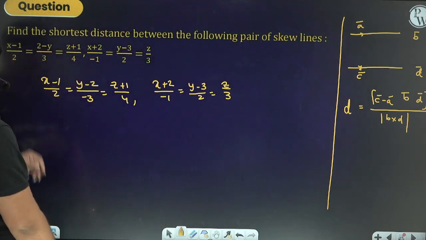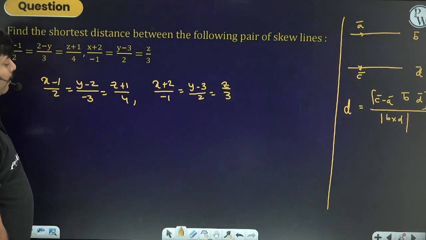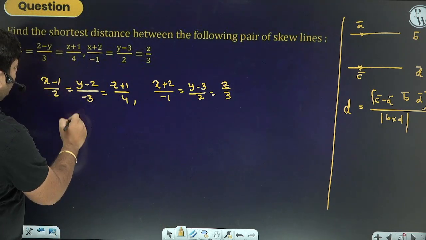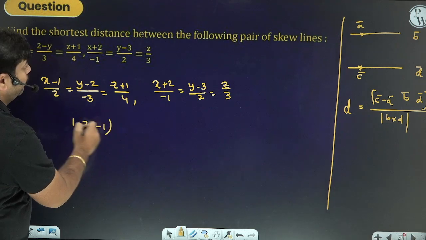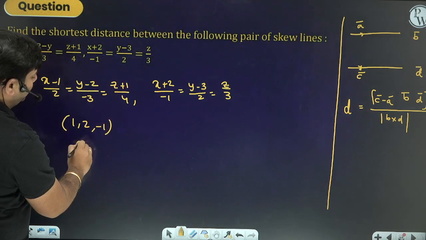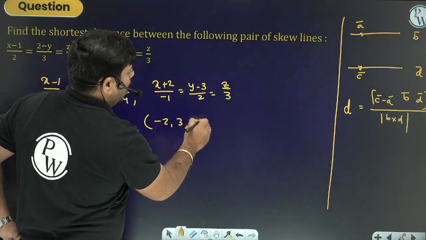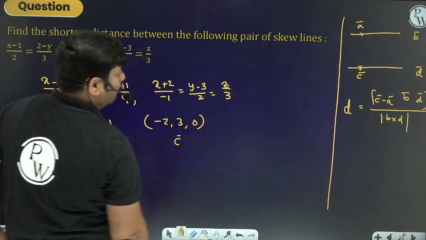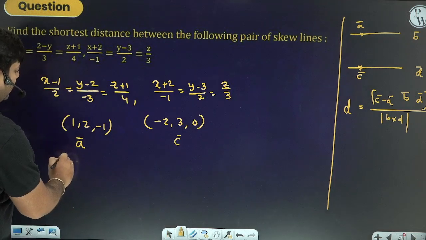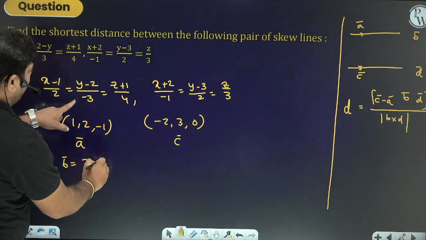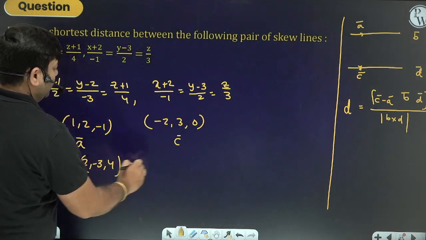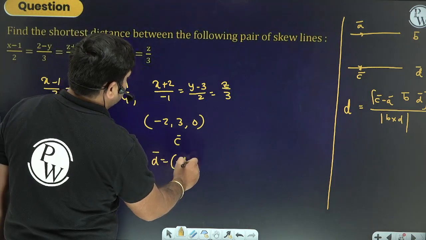Now observe that, everyone. The point is 1, 2, minus 1, which is nothing but A bar. The other point is minus 2, 3, 0, which is nothing but C bar. And what about B bar and D bar? B bar will be the directional ratios, that is 2, minus 3, 4. And D bar will be the directional ratios of this, minus 1, 2, 3.